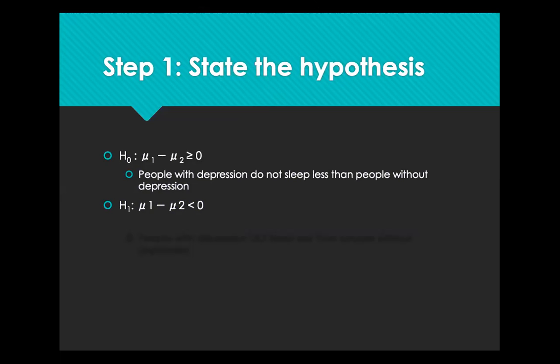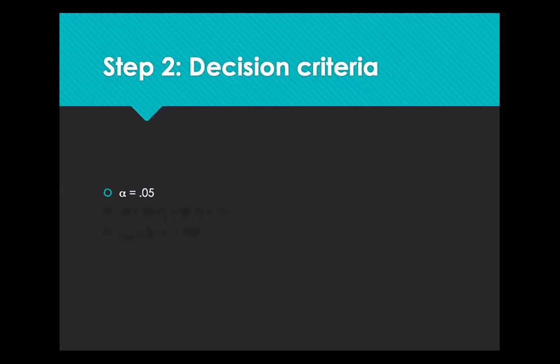The notation for the alternative hypothesis is that mean 1 minus mean 2 is less than 0, right? That people with depression do sleep less than people without depression. So we should have a negative number here if the alternative hypothesis is correct, right? The hours slept of depressed people minus the hours slept of normal population should be a negative number. The decision criteria has already been set for us, 0.05.